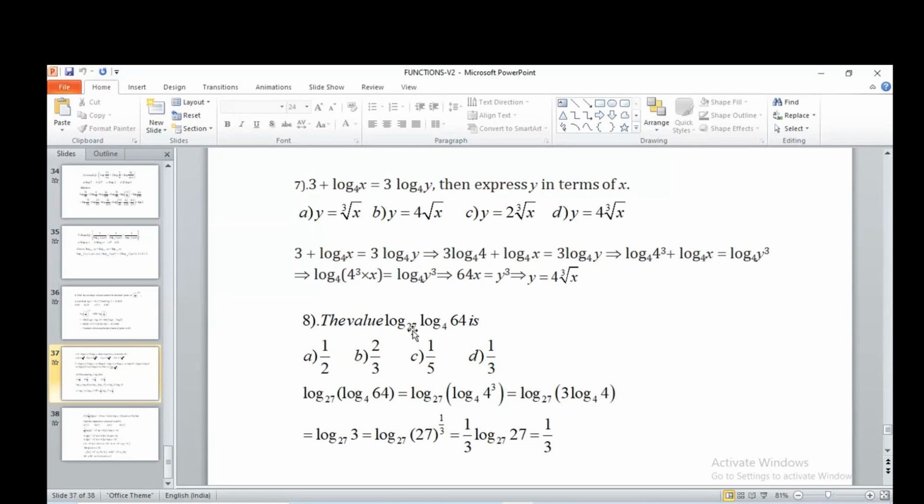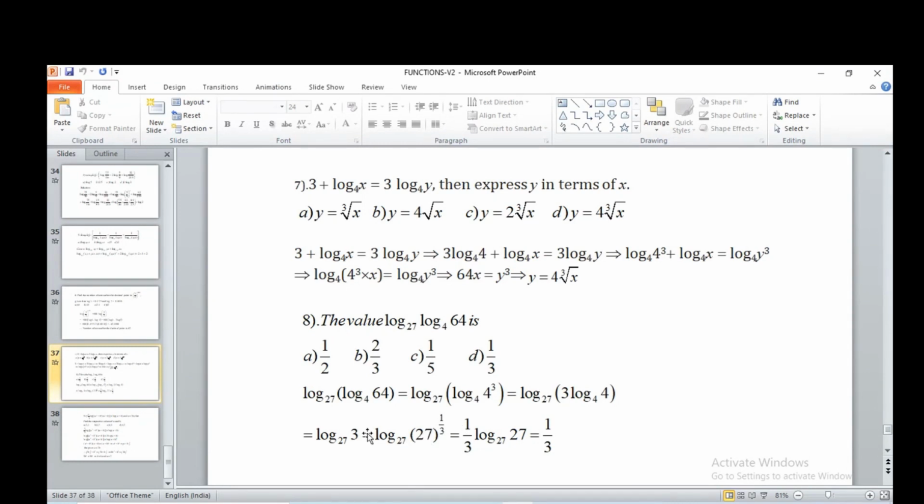The value of log 27 log base 4 64 is, see, first log of 27 log base 64. 64 can be written as 4 power 3. After that I have applied n log m. So next, log 4 base 4 is 1. So log base 27 into 3. So this 3 can be written as 27 whole power 1 by 3.